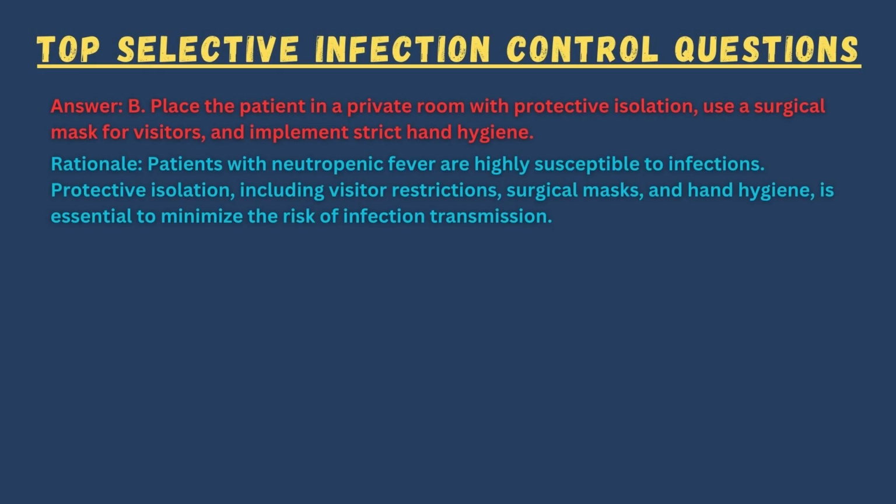Answer: B. Place the patient in a private room with protective isolation, use a surgical mask for visitors, and implement strict hand hygiene. Rationale: Patients with neutropenic fever are highly susceptible to infections. Protective isolation, including visitor restrictions, surgical masks, and hand hygiene, is essential to minimize the risk of infection transmission.